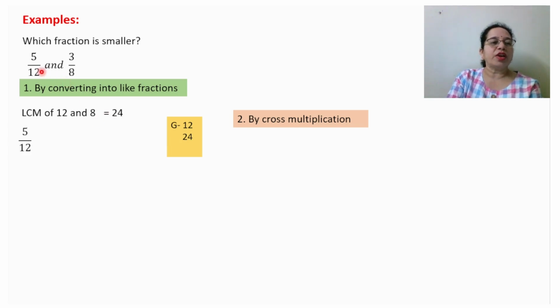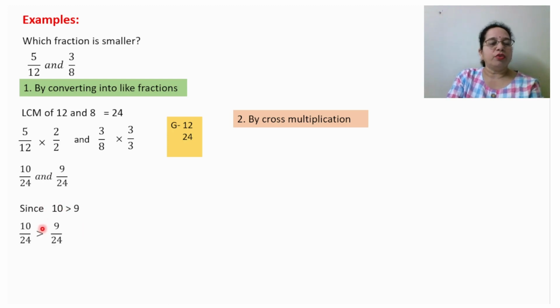The first fraction is 5 by 12. We will multiply by 2 upon 2, since 12 twos are 24. Next fraction is 3 by 8. Now 8 3s are 24, so multiply by 3 upon 3. Multiply numerator with numerator, 10 by 24, 3 3s are 9 by 24. Now again 10 is greater than 9, or 9 is smaller than 10. What does it mean? 10 upon 24 will be greater than 9 upon 24. We need to write the answer for the original numbers. So 5 upon 12 is greater than 3 by 8.